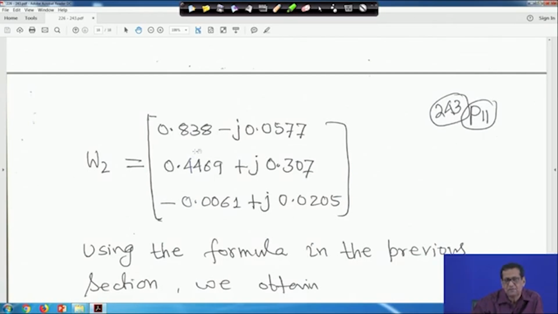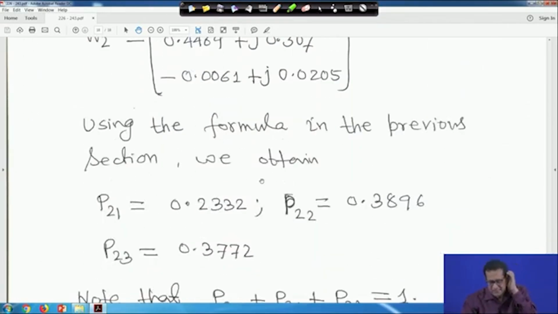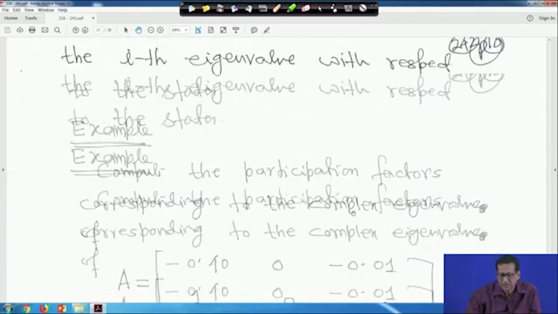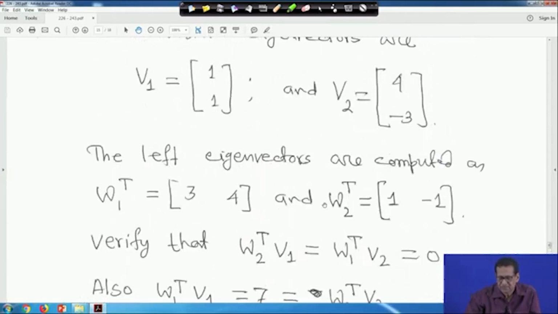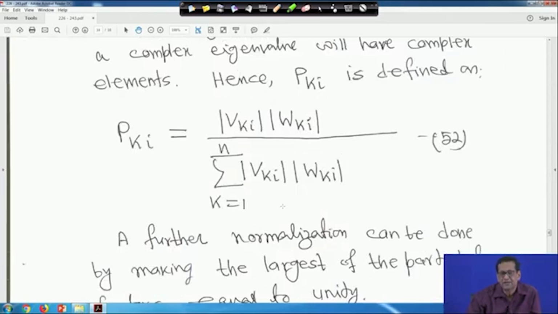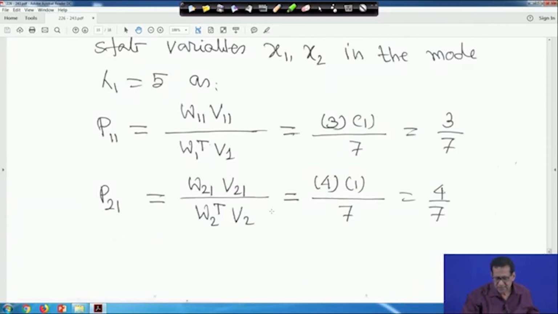So, you find the V matrix and W matrix, the way you have obtained them previously, and you follow the same way. Now, using the formula in the previous section, you can obtain P. I will go back to this formula, that is equation 52. So, follow the same thing, equation 52, and then you come back to this.